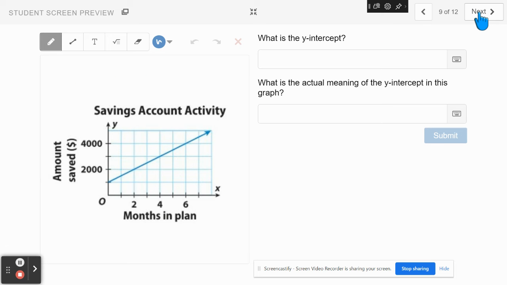That's a blank one. Oh, this is a good one. I want you to think about what is the y-intercept in this problem. Interesting. Be a detective. You guys are good at these. You talked about these. This is still not proportional, right? Because it doesn't start at 0. What is the y-intercept in this? And what is the actual meaning of the y-intercept in this graph? What is the actual meaning? Okay? A little different.